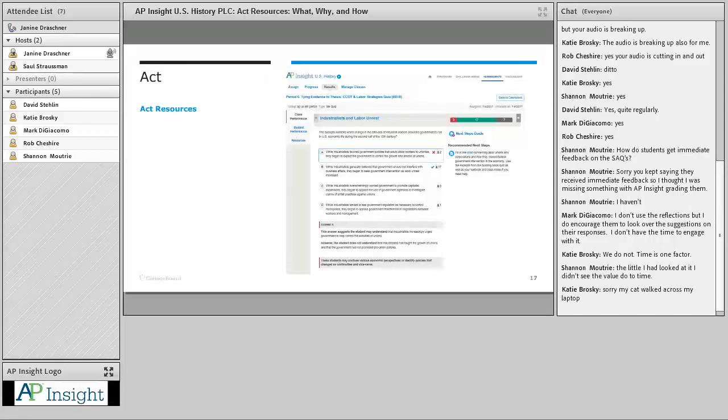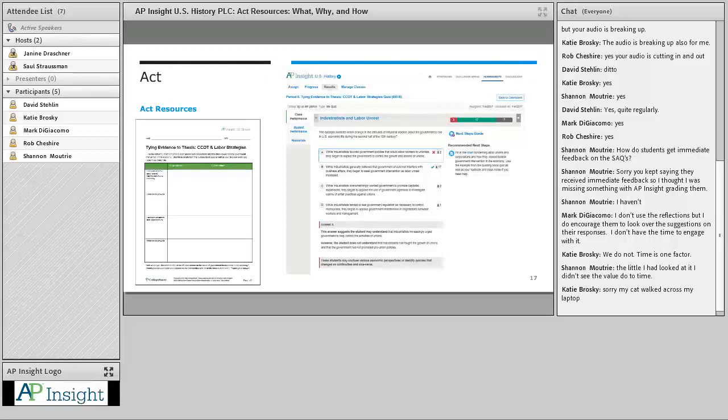FYI, this was the ACT resource right here. This was the ACT resource for CCOT and labor strategies, which was the building block and the quiz and the assessment that we had been discussing. So the ACT resources include activities and tasks that target particular and specific misunderstandings and struggles that students may have had based on their responses to the quiz questions.